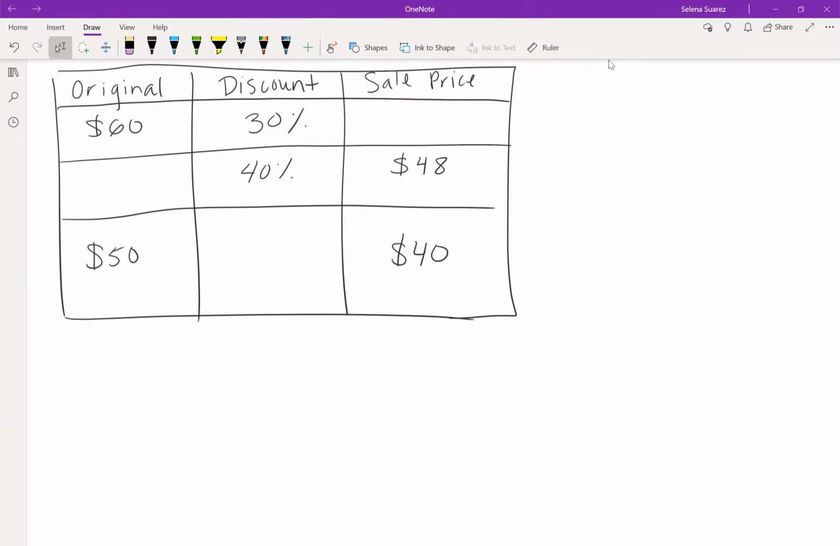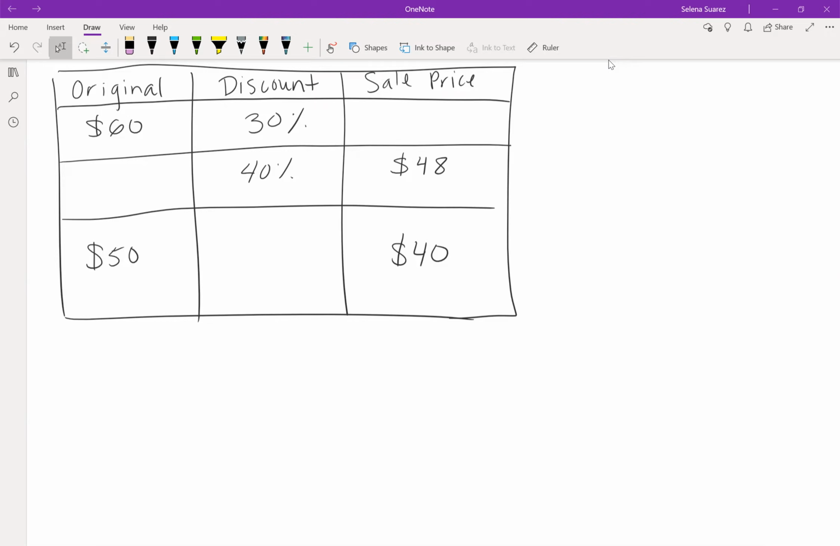Hi guys, I'm going to be showing you how to find the sale price of an item, a discount of an item, and the original price of an item. So in your homework assignment, you're going to have a table that looks something like this, where you have to figure out what goes in those blanks.